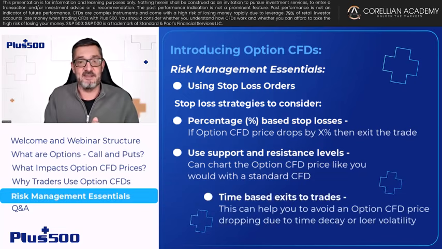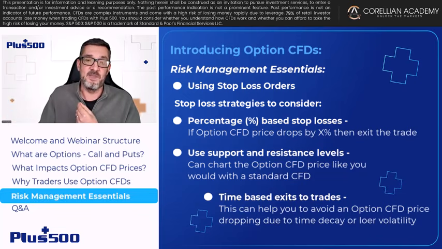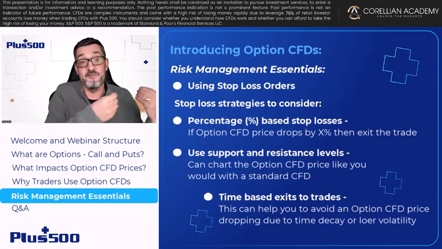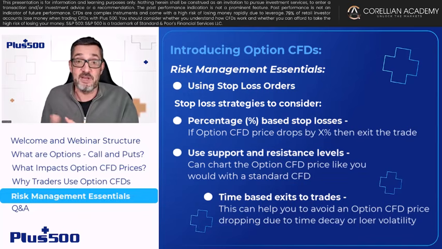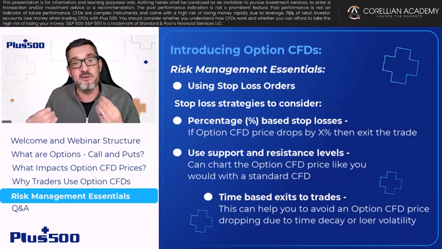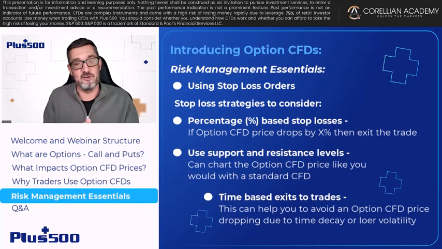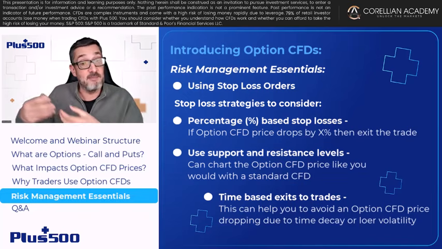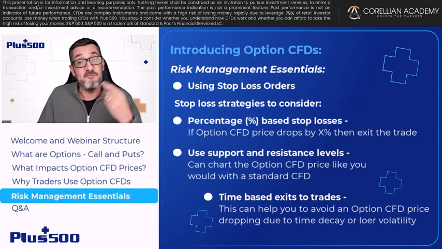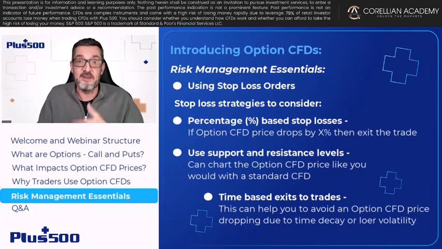Consider time-based exits. If the option's price stagnates, decay eats into your position. This is especially common after earnings announcements, after major economic releases, or when markets calm down after a volatility spike. So consider using time-based rules such as, if the price hasn't moved in X hours, then consider exiting the trade. If momentum dies, then maybe you need to close the trade early. And if the underlying is flat, don't hold and hope. Exit the trade and reconsider your position.